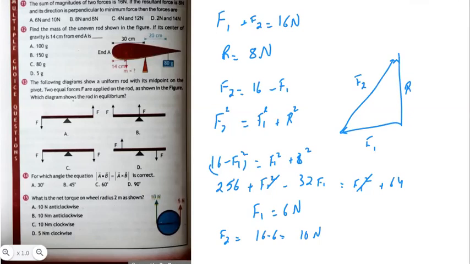So option A is the right answer. Question number 12 is, find the mass of the uneven rod shown in the figure if the center of gravity is 14 centimeter from end A.